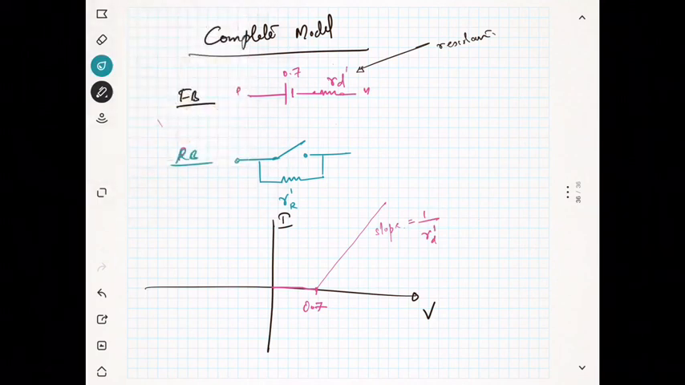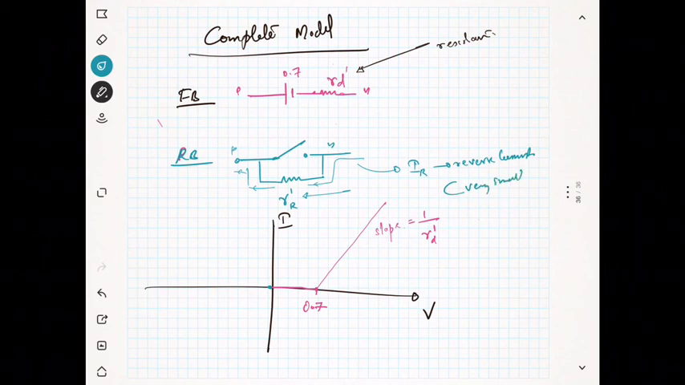And in the reverse bias, there is no current actually, but there will be a small current. The current will flow from P to N like this. This is known as the reverse current IR, which is very small, of the order of microamperes. It has a slope of 1 by RR dash, which is the slope of this curve. Since RR dash is very high, the slope 1 by RR dash will be very, very small. Okay, it's a small current. That is the reverse current. So this is about the complete model.